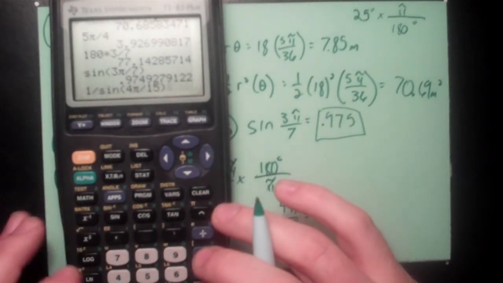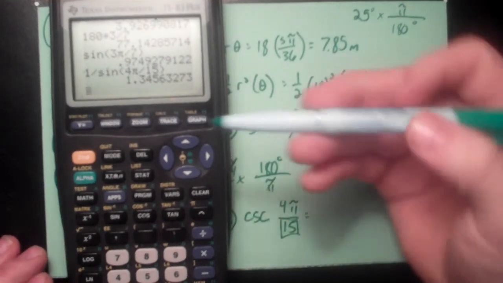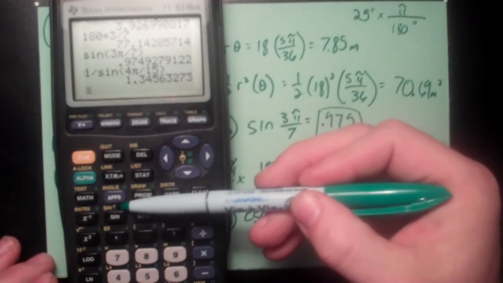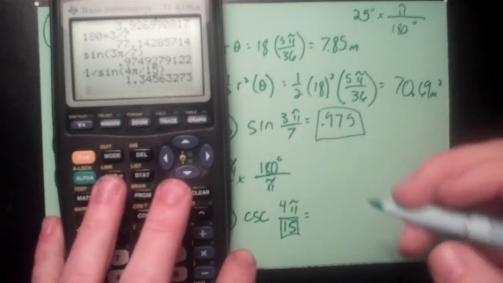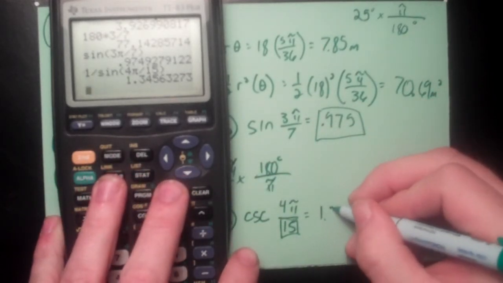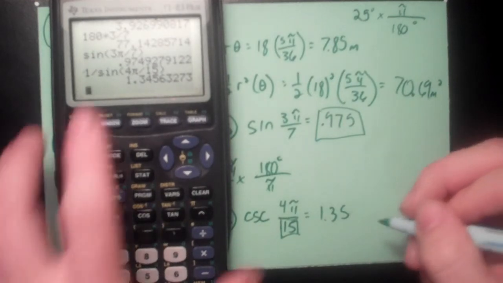Make sure you do not use sine to the negative 1. If you use sine to the negative 1, that will not be correct to do cosecant. Cosecant is 1 over the sine. And this is 1.35. Alright, so that'll do it for 13.2.